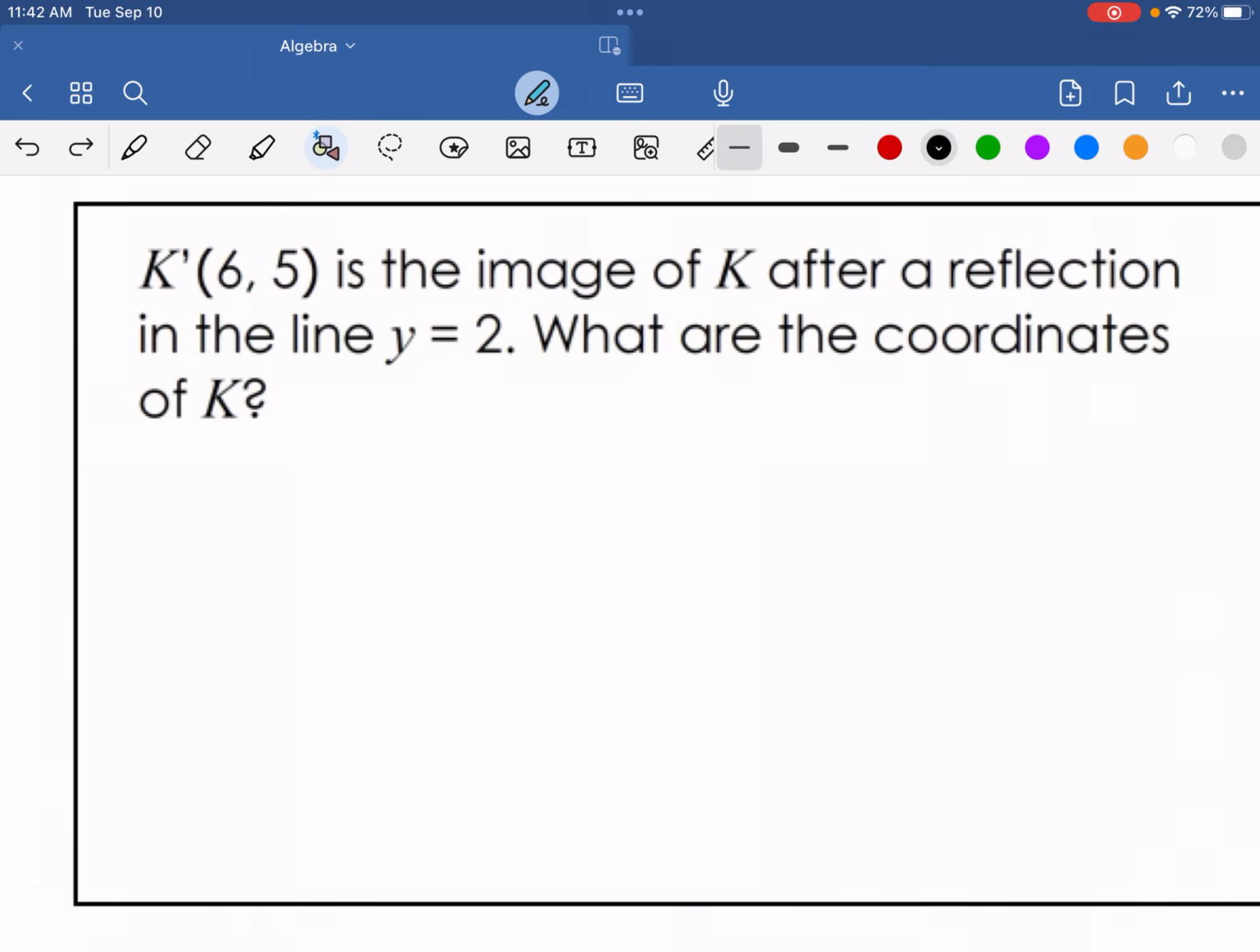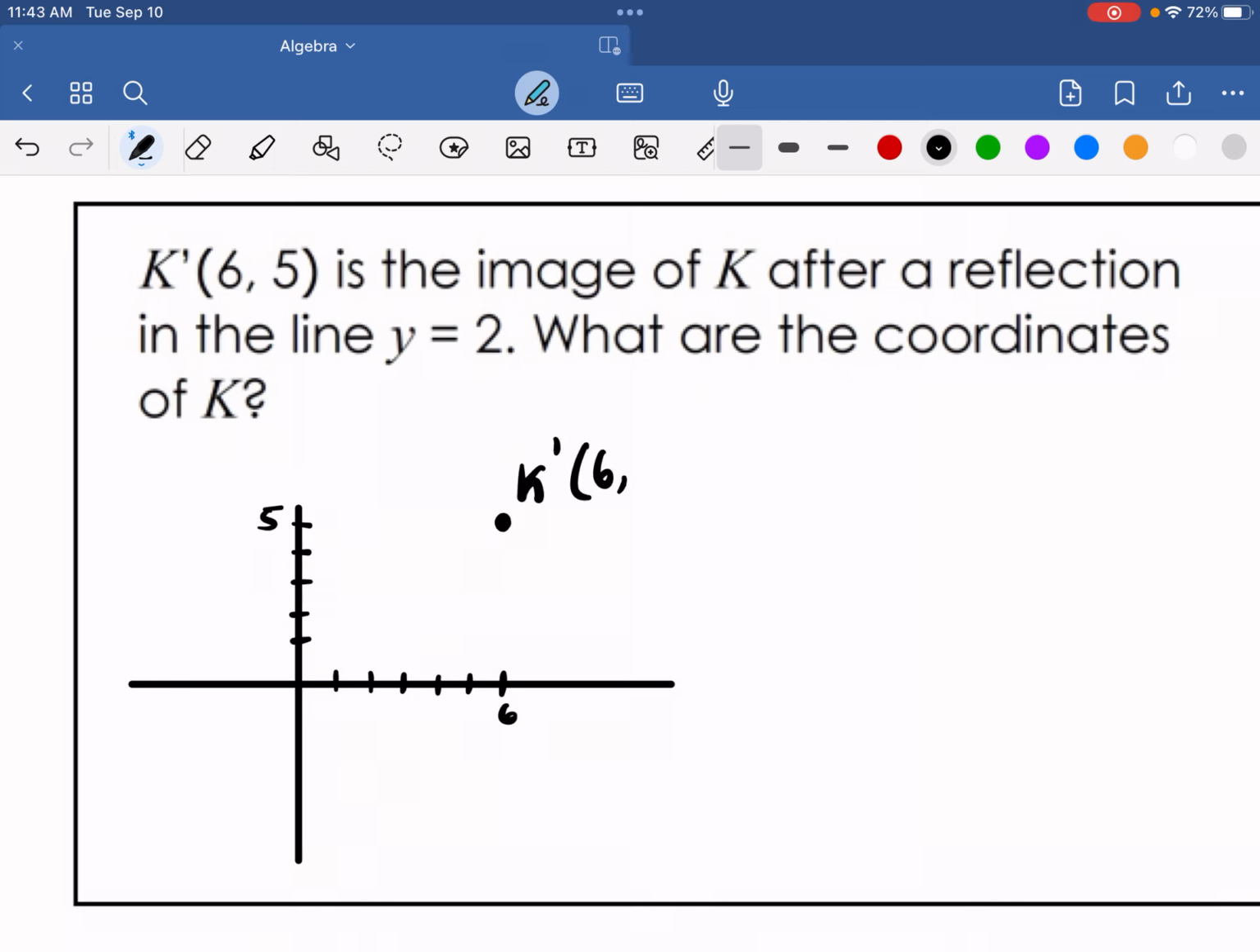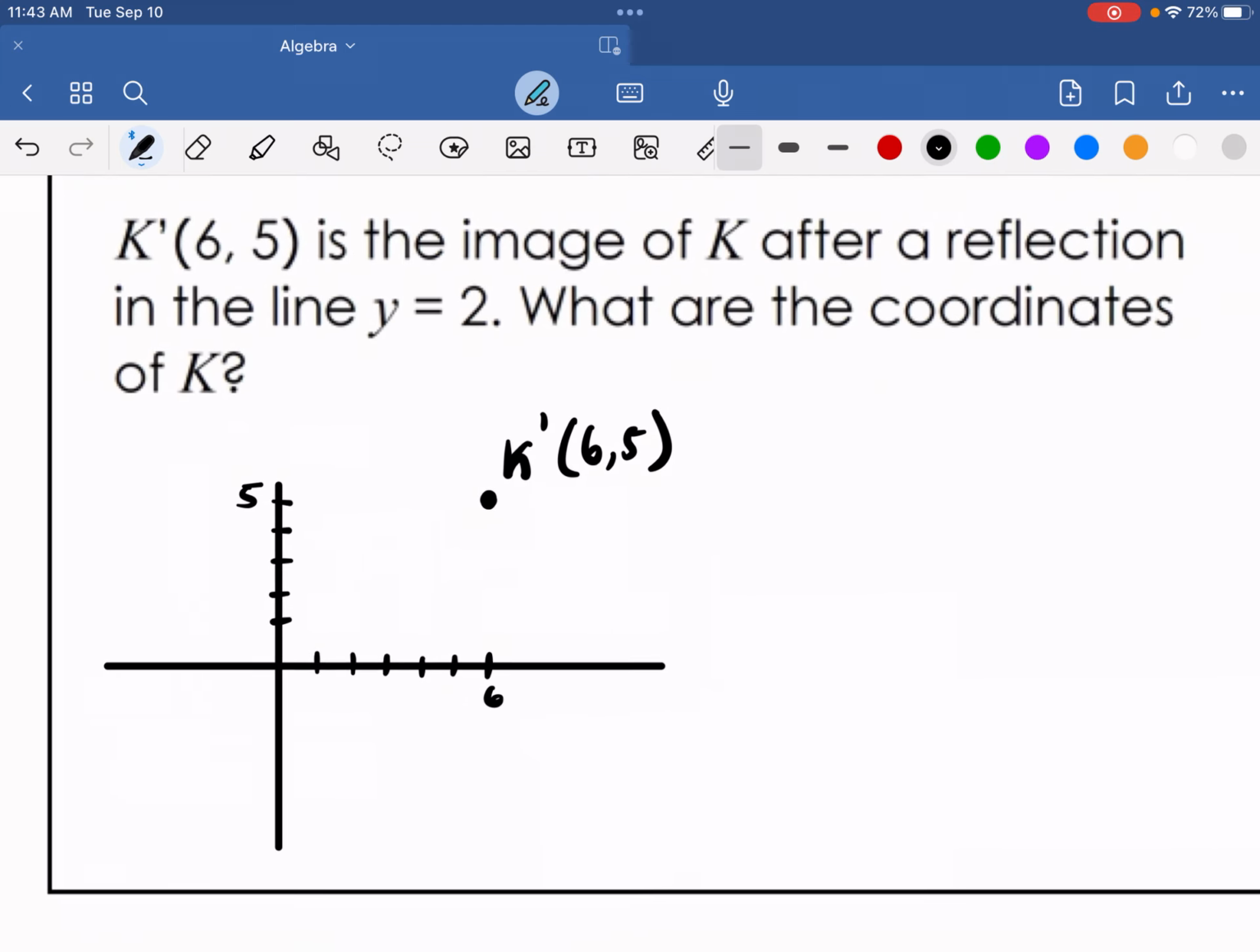Okay, so if we're at 6, 5, I'm going to make graph paper for myself. And it's just a sketch, it doesn't have to be perfect. 1, 2, 3, 4, 5, 6. 6 to the right and up 5. 1, 2, 3, 4, 5. So it means that we are about here for K prime. If it says it reflected over the line y equals 2, hopefully you understand what that line looks like. But it is up 2, and it is a horizontal line.